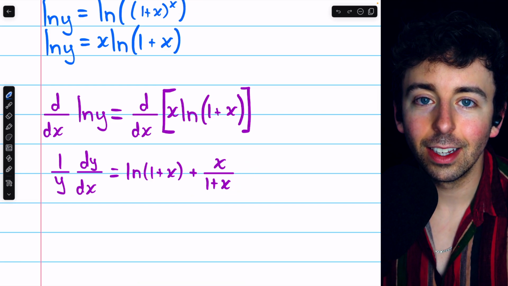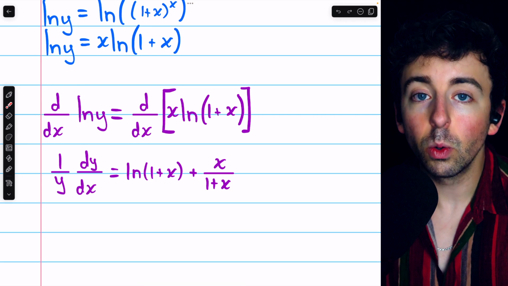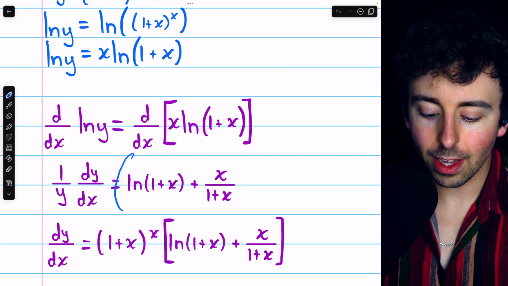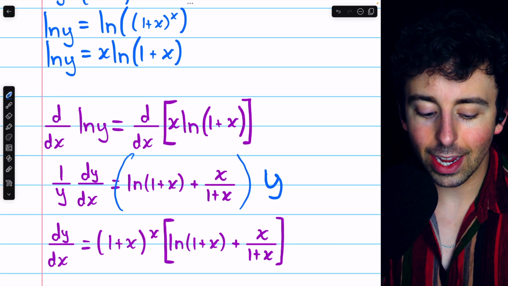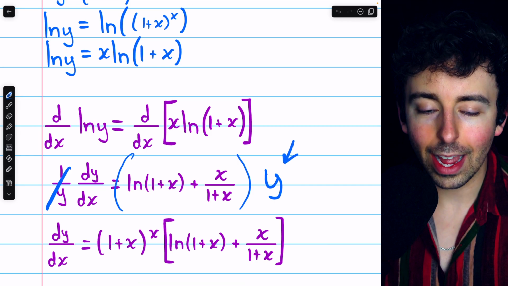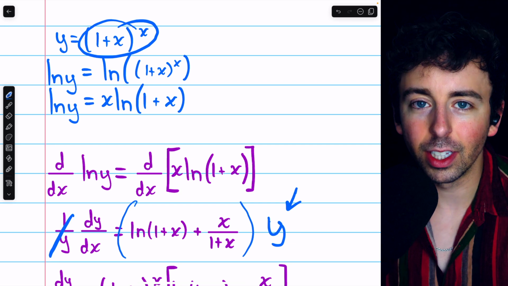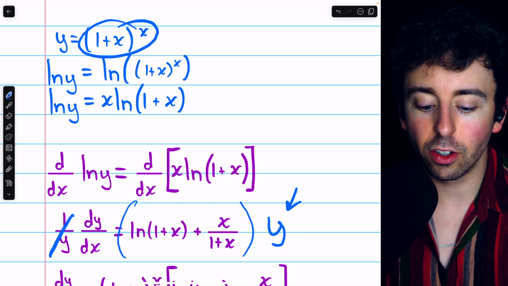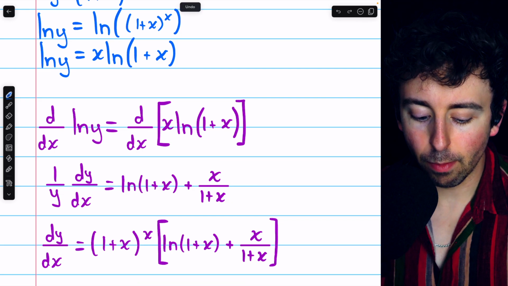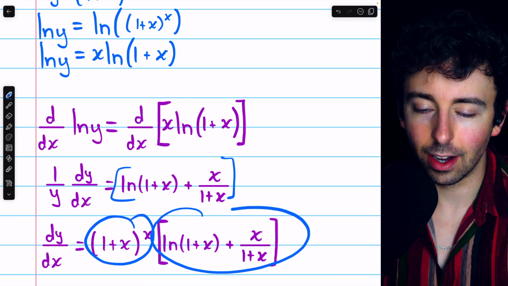Now all we have to do is solve this equation for dy/dx, which we accomplish by multiplying through by y. So on the right, this whole thing gets multiplied by y. That way we can cancel out the y on the left. But remember, y is something we know very well. y is (1 + x)^x, and certainly we want to express our derivative in terms of x. So rather than writing multiply by y, we write multiply by (1 + x)^x, and this whole thing you see is in brackets.